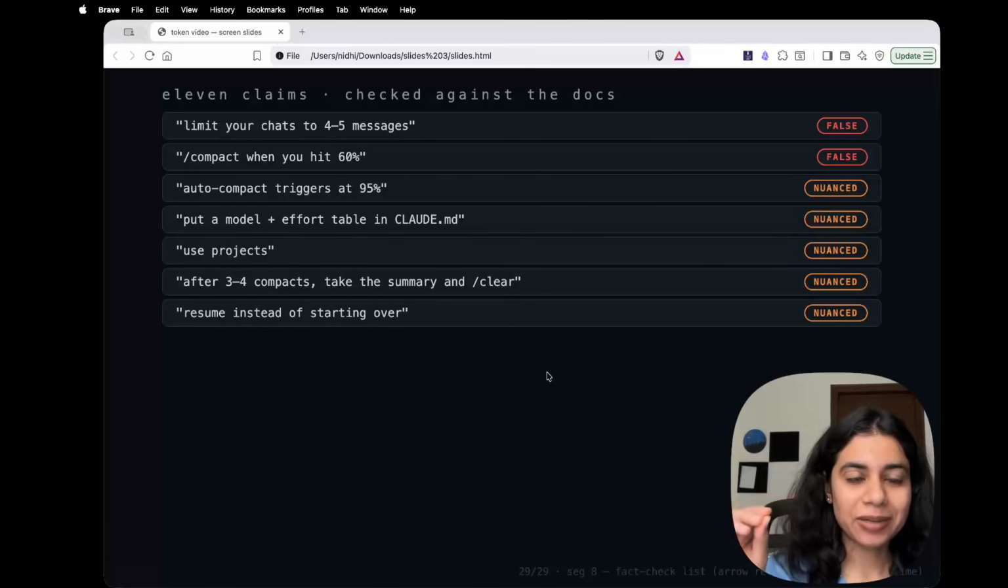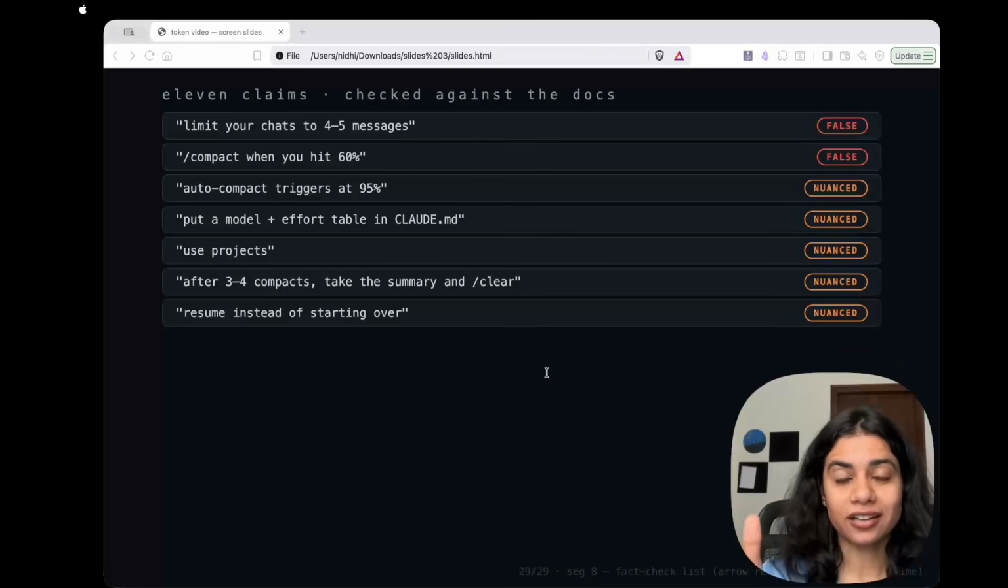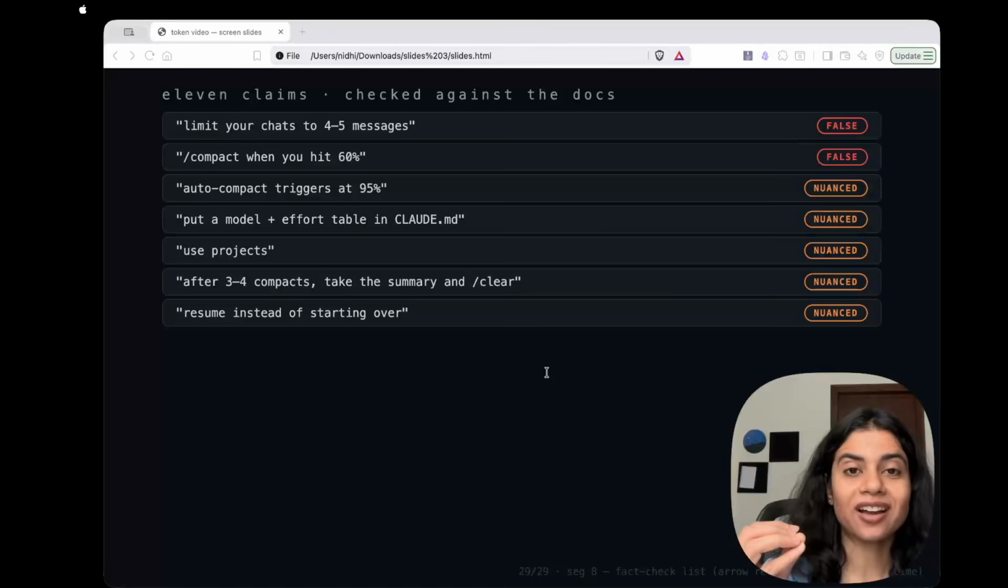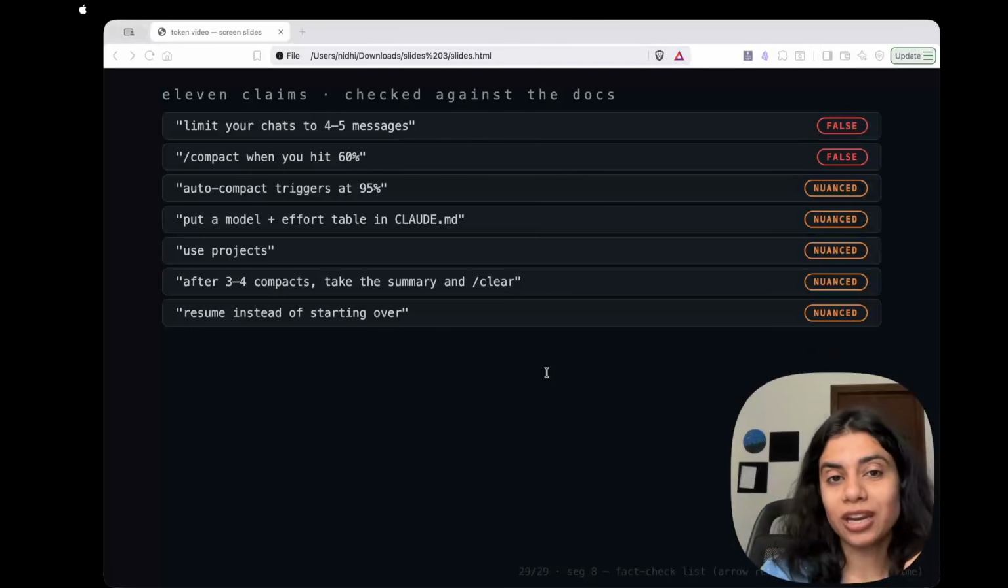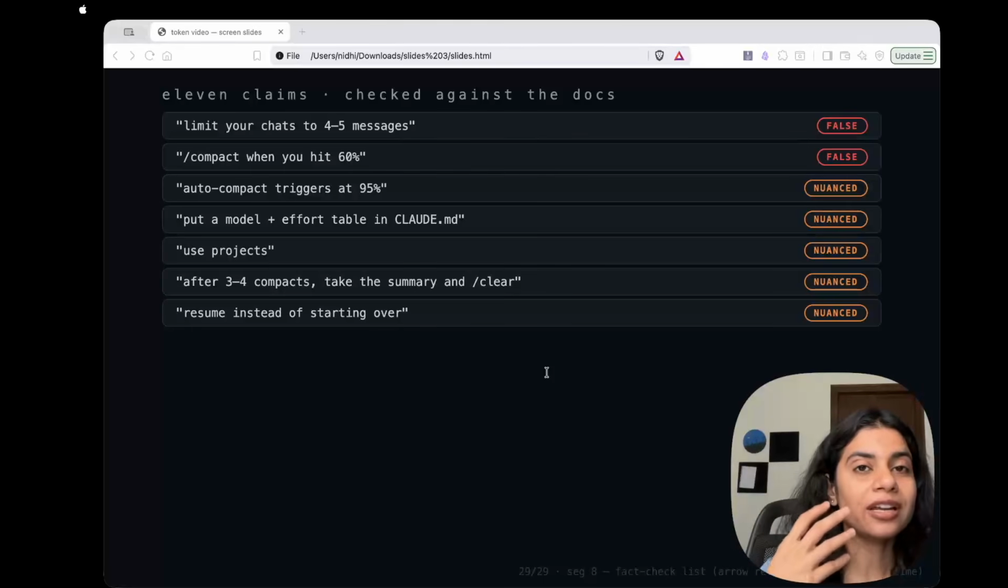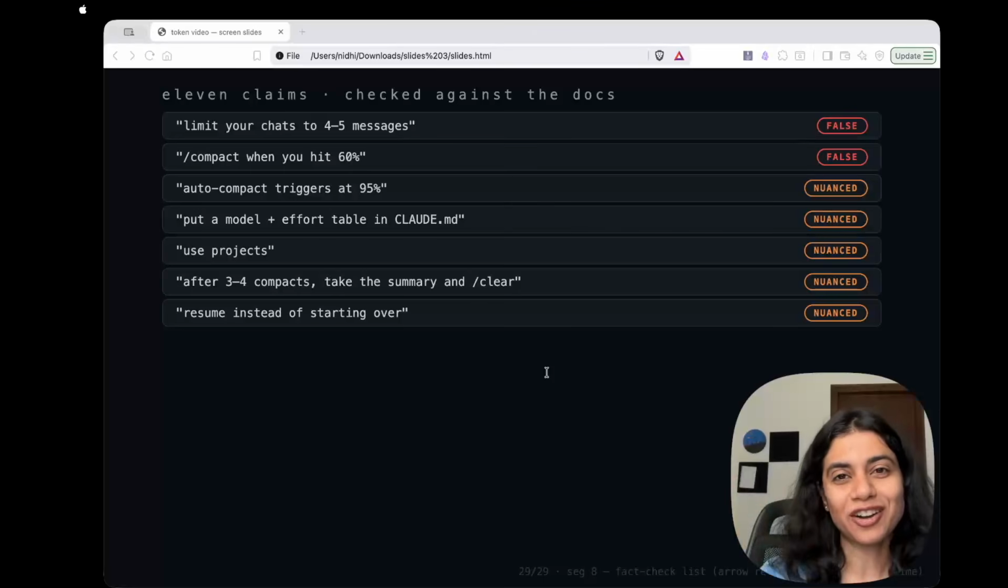Then the next claim is resume instead of starting over. Well, that is true if you're doing the same task. That's what sessions are for. If you're performing the same task, then you should resume and not start over. But remember what we discussed about the cache breaking part: if you have updated the Claude Code version, then resuming is not the way to go. It will make the whole history reprocess again, which will be costly for you.